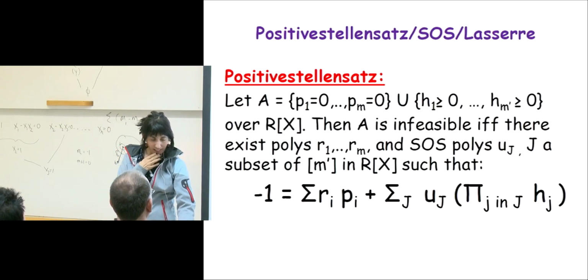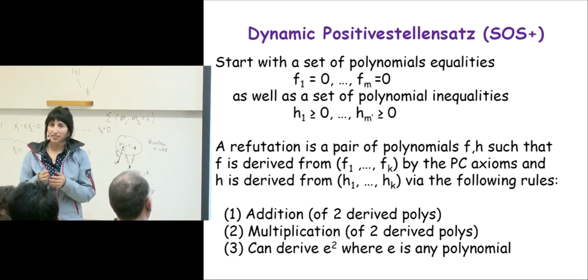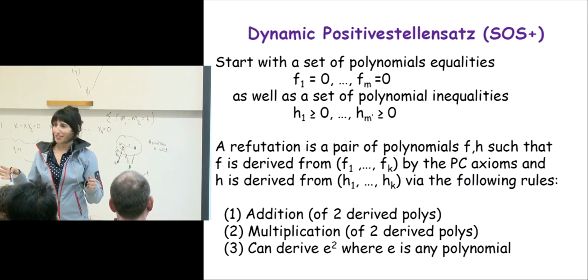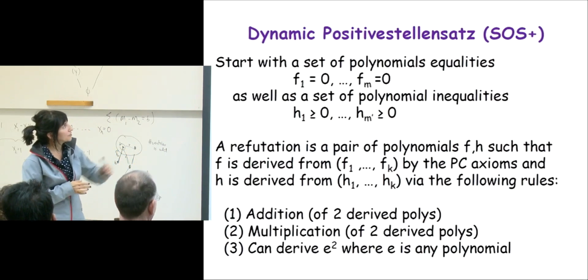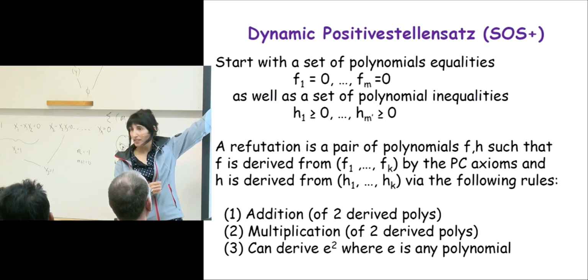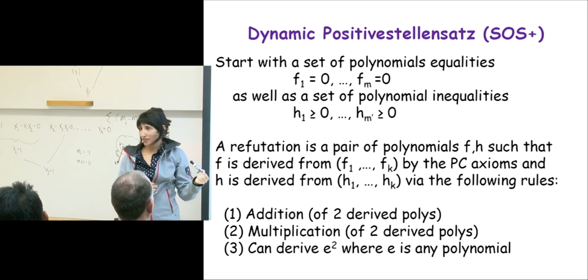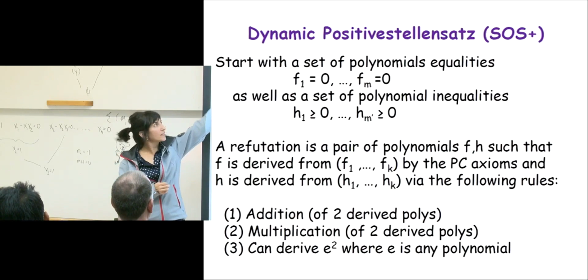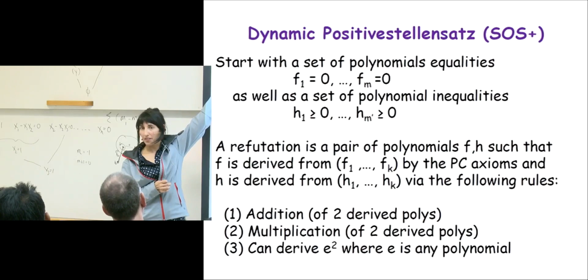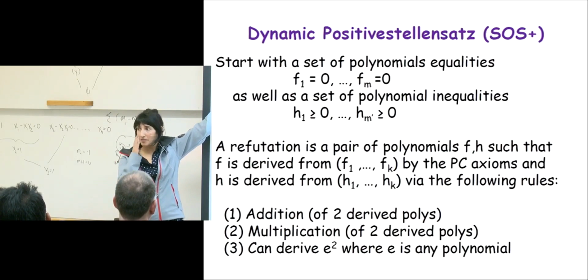Okay, so let me just define the SOS proof system for you. I'm going to start with the dynamic version of it because it's easier, and then the static version is, again, just where you're not allowed to do any cancellations. So you start with a set of polynomial equalities as well as inequalities. If we're using an SOS proof system to prove that something's unsatisfiable, you don't have any inequalities. You just have the F1 through FM. But this proof system still can give you more power over polynomial calculus.